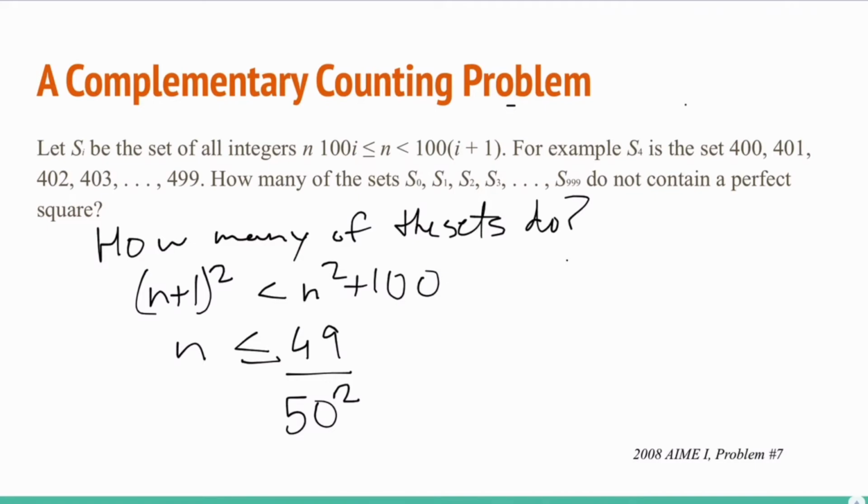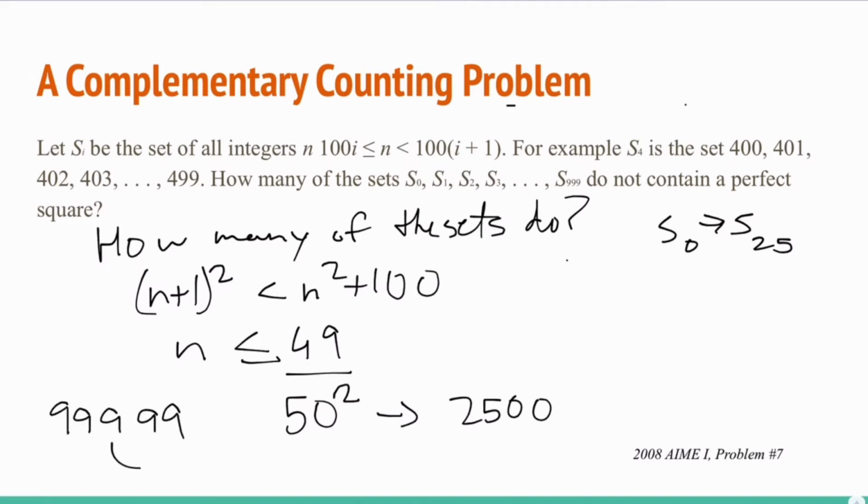perfect square. And this is 2500. So we know that from S0 to S25, they contain a perfect square. Now, what is the largest square under 99999? This turns out, after some calculation, to be 316.